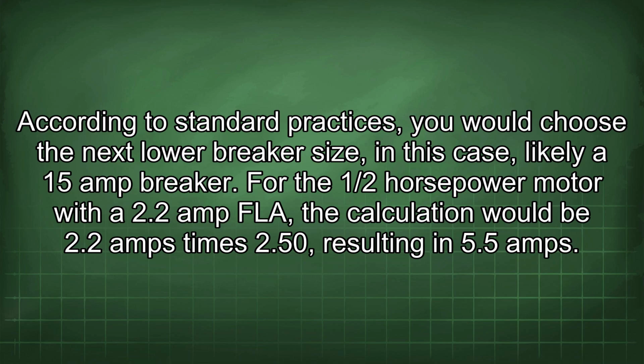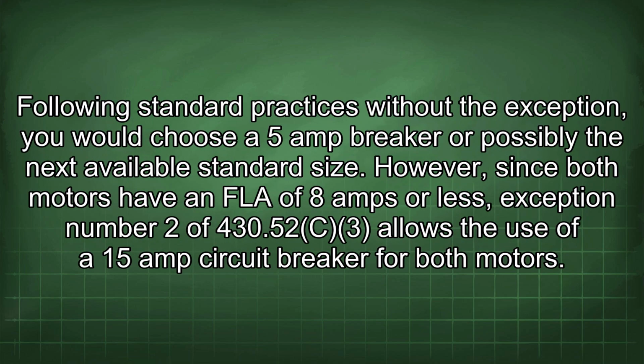For the 1/2 horsepower motor with a 2.2 amp FLA, the calculation would be 2.2 amps times 2.50, resulting in 5.5 amps. Following standard practices without the exception, you would choose a 5 amp breaker or possibly the next available standard size. However, since both motors have an FLA of 8 amps or less, Exception No. 2 of 430.52(C)(3) allows the use of a 15 amp circuit breaker for both motors.